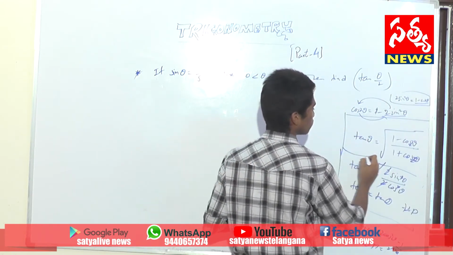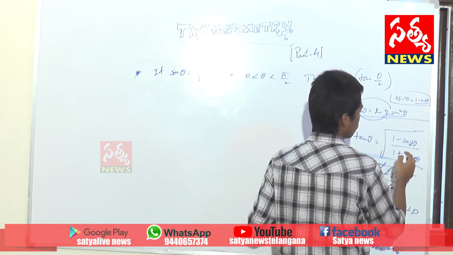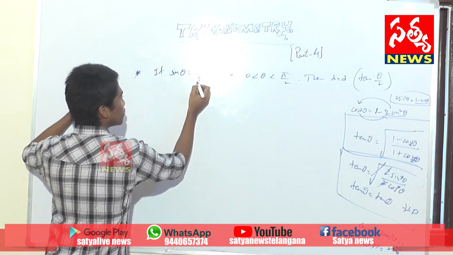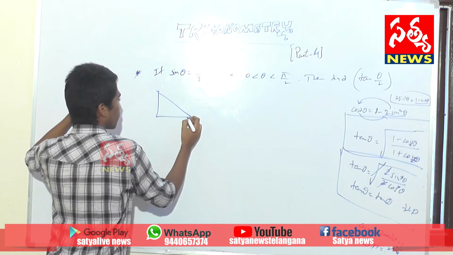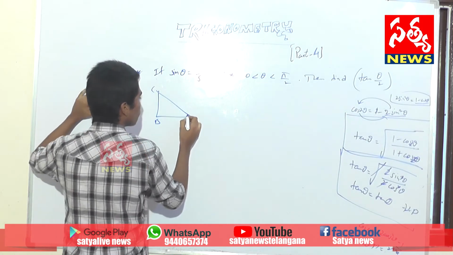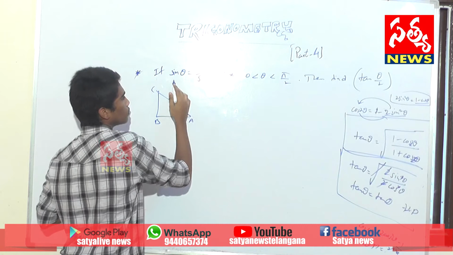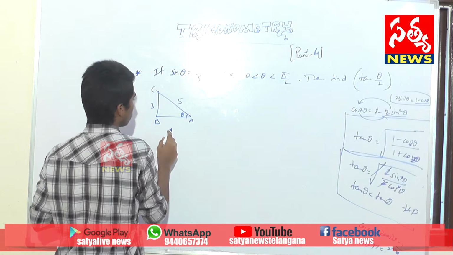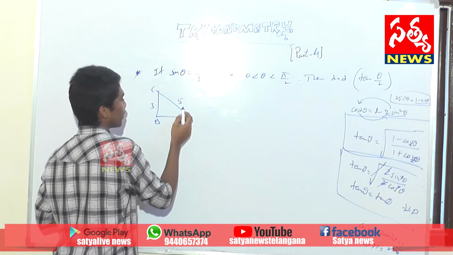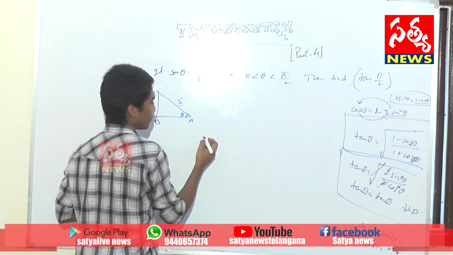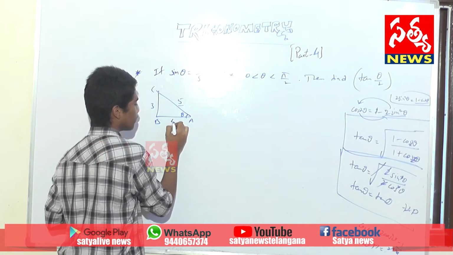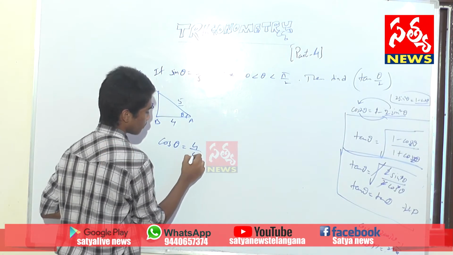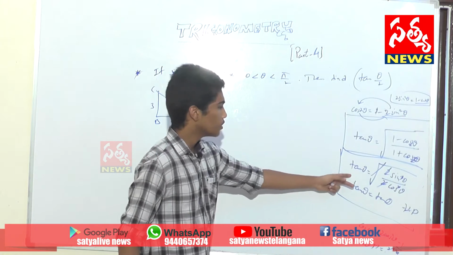So the formula is tan theta is equal to under root 1 minus cos 2 theta by 1 plus cos 2 theta. Here, sin theta is equal to 3 by 5. Let's take a triangle ABC where this angle is theta. Sin theta is opposite by hypotenuse. Opposite side is 3 and hypotenuse is 5. So by Pythagoras theorem, we get the adjacent side as 4. So we get cos theta is equal to 4 by 5.